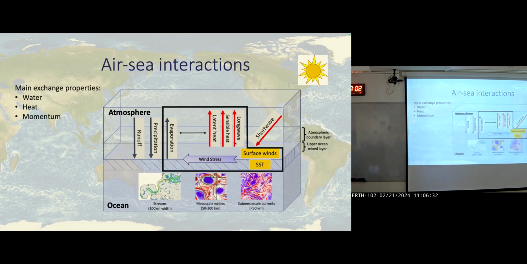However, when we look closely at the ocean, we see that it is organized in relatively small features, and by small features I mean relative to the atmosphere. So in the atmosphere we are used to the synoptic scale, so thousands of kilometers. And in the ocean we are talking about more mesoscale, so hundreds of kilometers and even less. So the ocean is organized in these relatively small features.